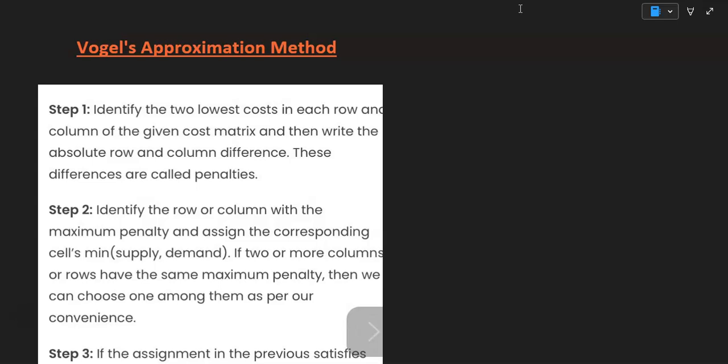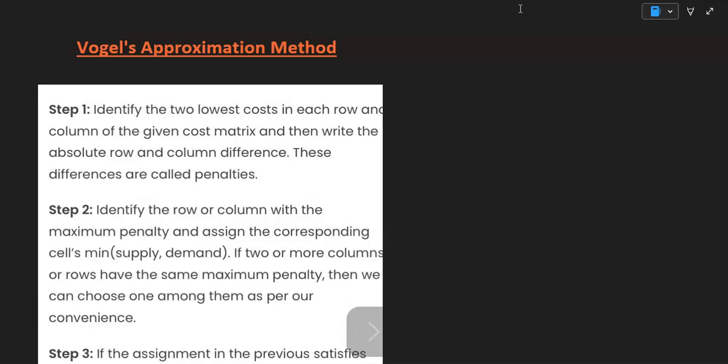Vogel's approximation method. And we are saying that we have steps towards solving these particular problems or using this method. The first step involves identifying the two lowest costs in each row and column of the given cost matrix, and then write the absolute row and column difference. These differences are called penalties.